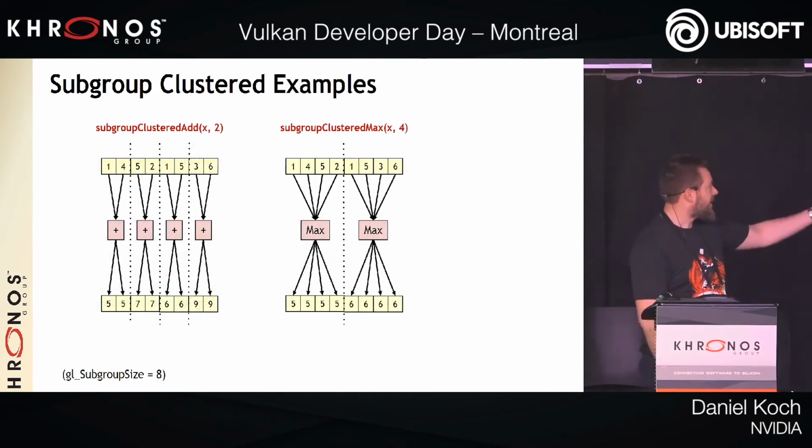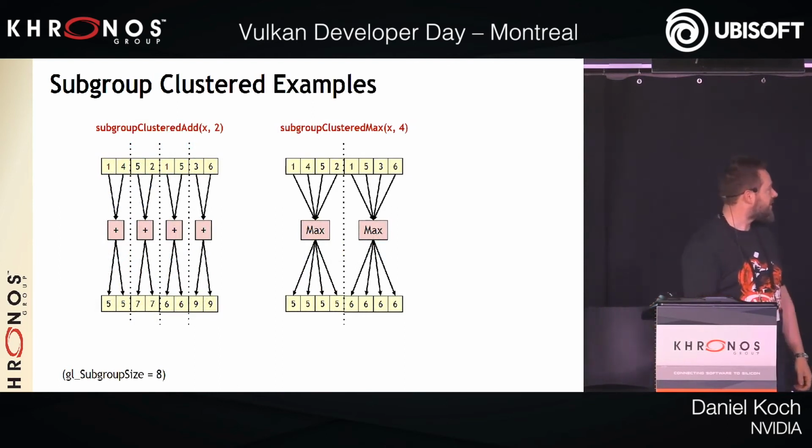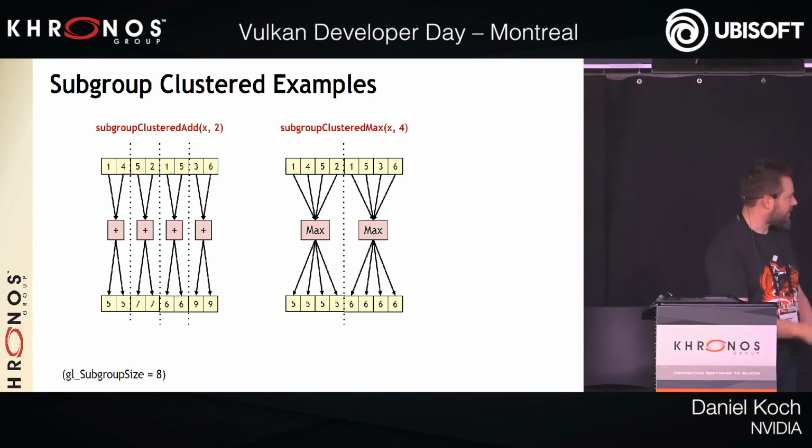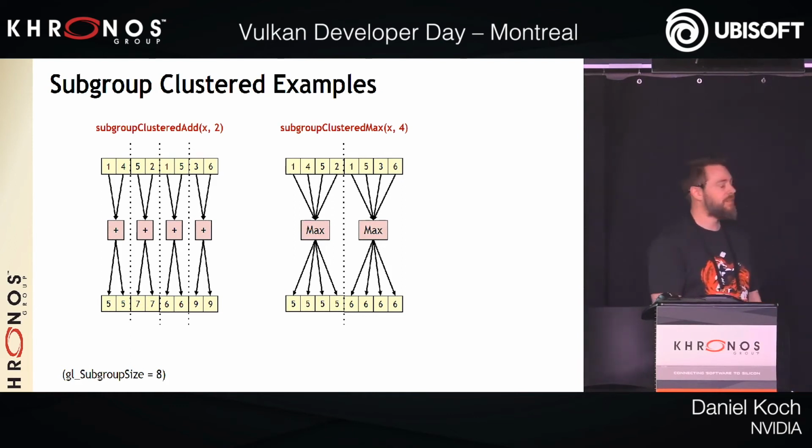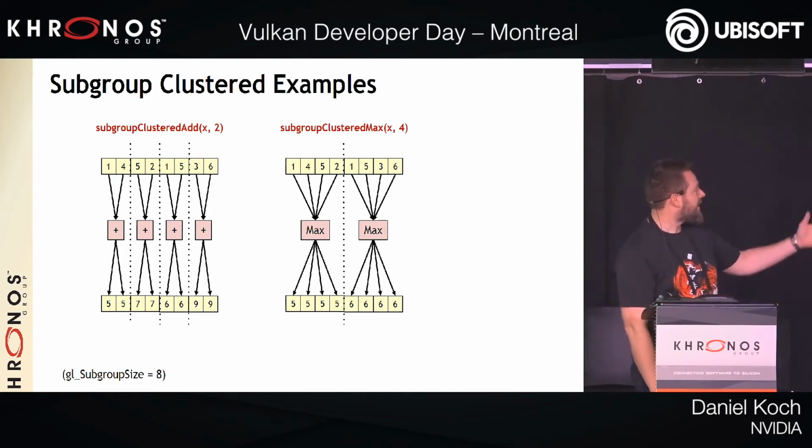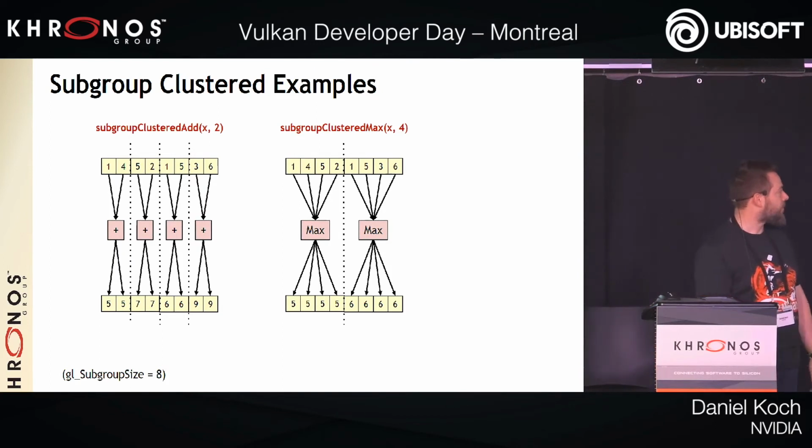An example here: the first operation is a clustered add with a cluster size of 2. It adds basically 2 by 2 and broadcasts to the 2 invocations that participated in that. The second example is a clustered max with a cluster size of 4.